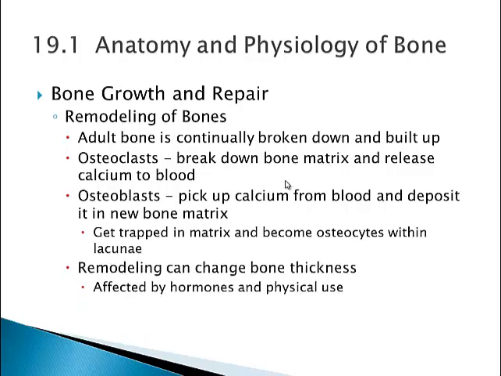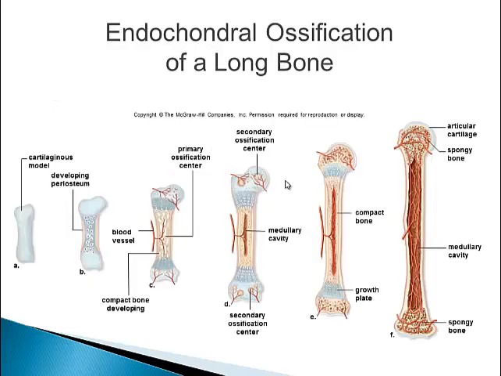This remodeling process can change the thickness of the bone. Bone remodeling is going to be affected by hormones such as calcitonin and parathyroid hormone, and also by physical use. One of the other processes that affects bone development and growth is called endochondral ossification. Most bones of the human skeleton first appear as hyaline cartilage, the exception being the skull bones.